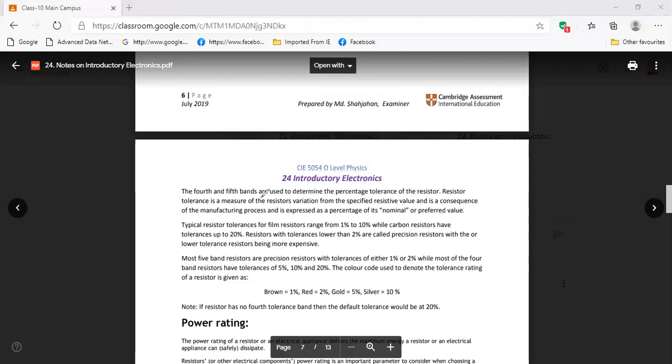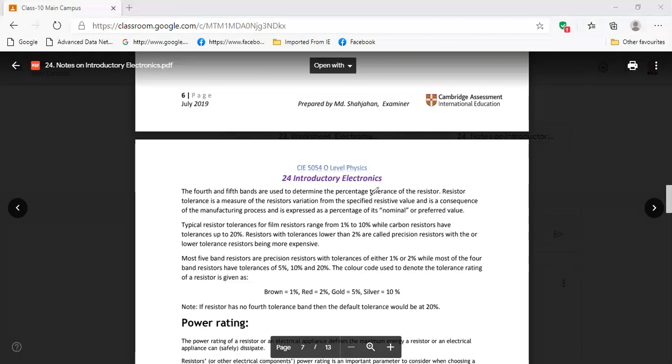The manufacturer knows how much contamination there might be in their process of making resistors. Then they can decide to give 1%. According to that, they are giving the color code. Okay, so you write the heading now, that is tolerance.